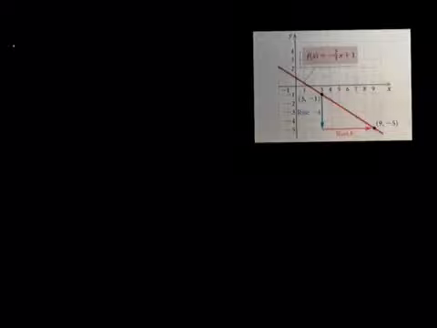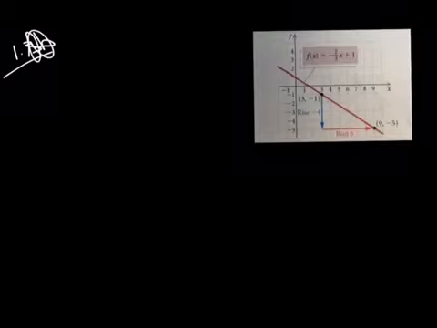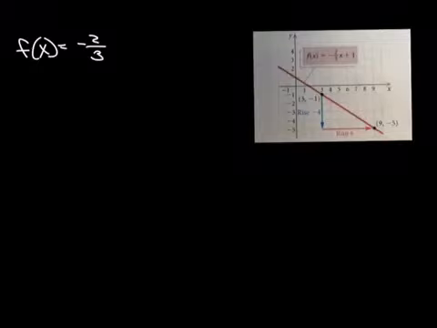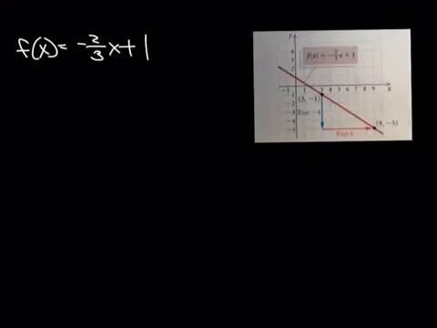So here is 1.3b in college algebra as we get started here with the very first example. First example says graph the function f of x equals negative 2/3 x plus 1.